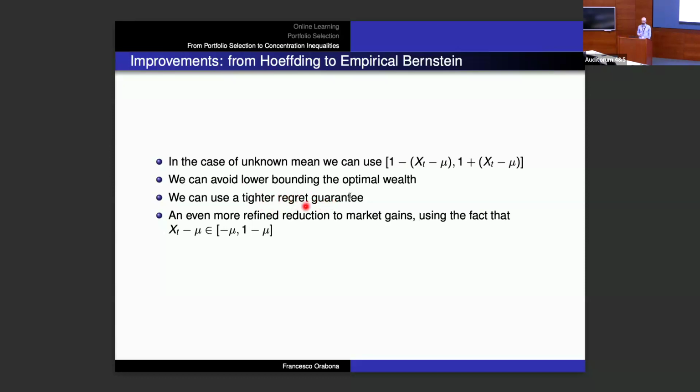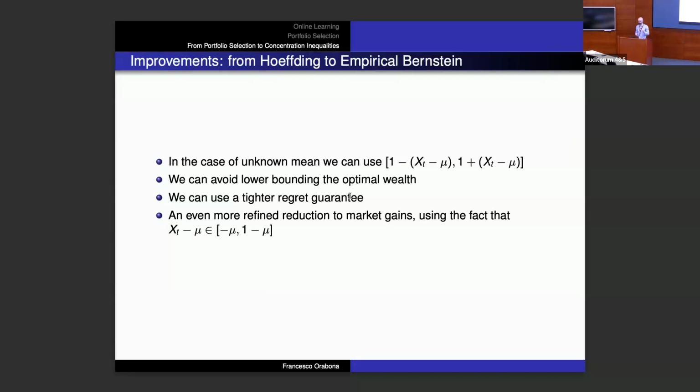It's possible to show that the universal portfolio gives you a regret guarantee that is a little bit better, just a little bit. But again, anything that gives you a better wealth will give you a better concentration. And also, we can use a more refined reduction. Instead of using this simple one, there is a more refined one that uses explicitly the fact that these random variables are not between -1 and 1, but are between minus mu and 1 minus mu. And so you can do something a little bit more refined. But I won't go into details.